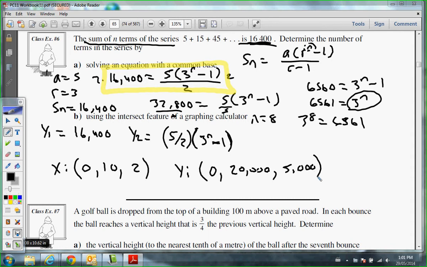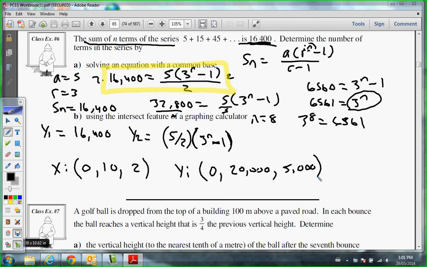You should get a nice big curve with a line going through it. And when you go ahead and hit that intersect feature, you're going to get 8. Go ahead and try that real quick. I'll give you a second. Right, you got 8, 16,400, right? The 16,400 you ignore, 8's the answer, because 16,400 is the sum. Anybody have trouble with that?